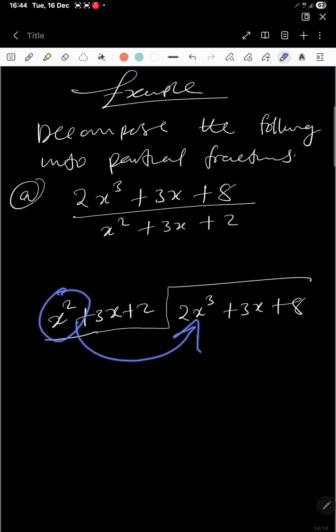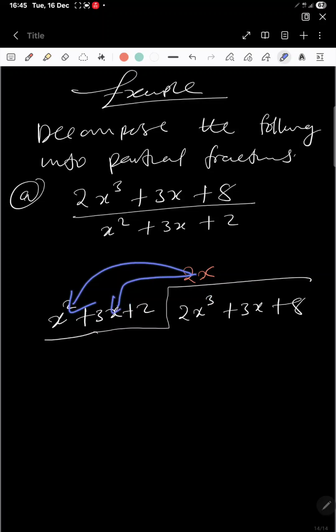So when you divide x squared into 2x to the power 3, we get 2x power 1, because the 2x power 3 and x squared, the x's cancel and we remain with 1 x. Then you multiply this by each term to get the numbers down here. So 2x times x squared gives a 2x power 3, and 2x times 3x gives a plus 6x squared. Let me just check that I've written it there.